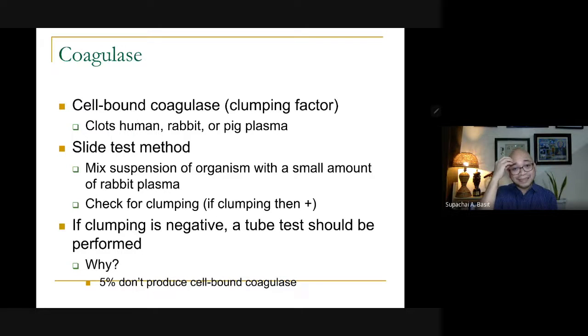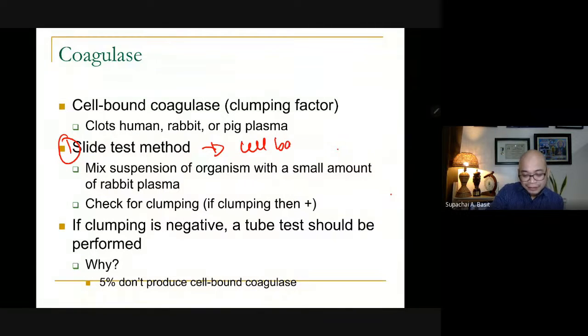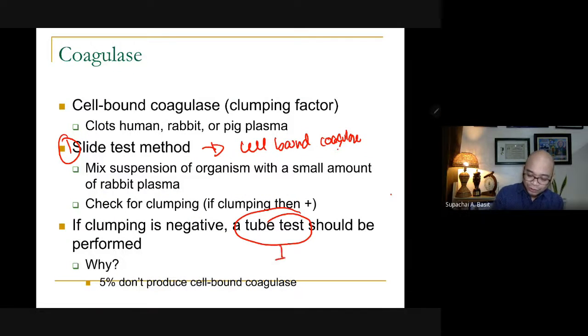If clumping is negative, a tube test should be performed. The reason is that 5% of organisms do not produce cell-bound coagulase. So remember, the slide method will determine cell-bound coagulase, whereas the tube method will determine the free coagulase.